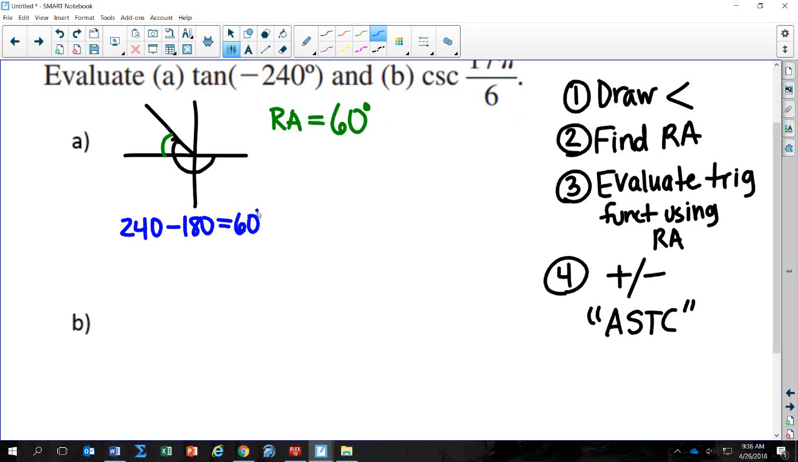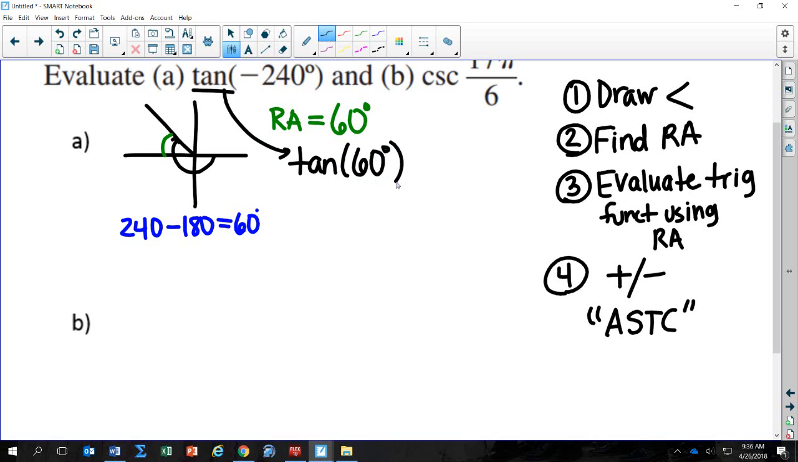So I find the reference angle. Then I'm going to evaluate the trig function using the reference angle. Remember, if I have a huge angle, negative 240, can I build a right triangle using that angle? No. If you have an obtuse angle, you don't have a right triangle. Remember, you can only evaluate trig ratios with right triangles. So because this is an angle that's bigger than 90 degrees, I have to use my reference angle to help me find the trig ratio. So I'm still going to write tangent. It's just I'm using the 60-degree reference angle to get what that trig ratio is.